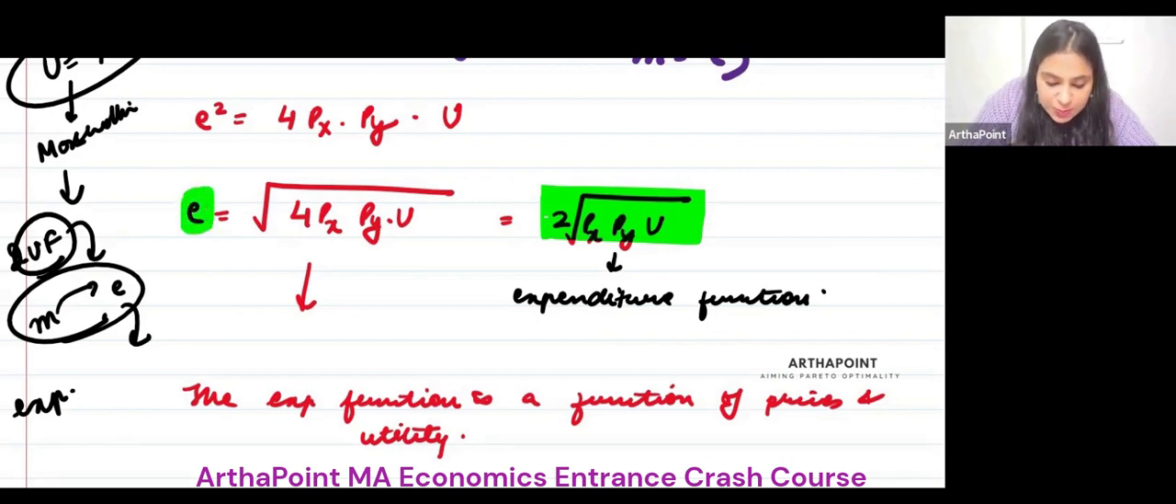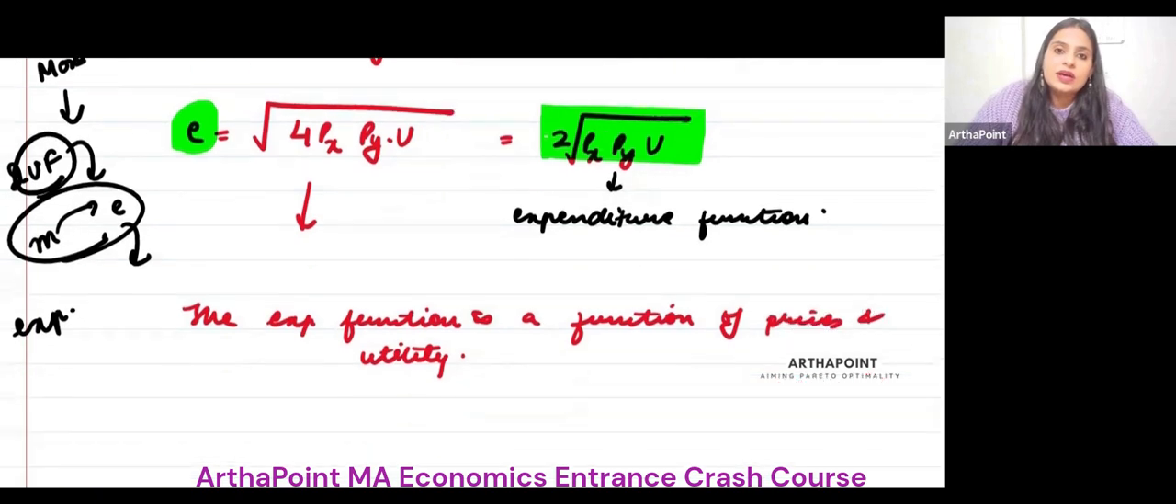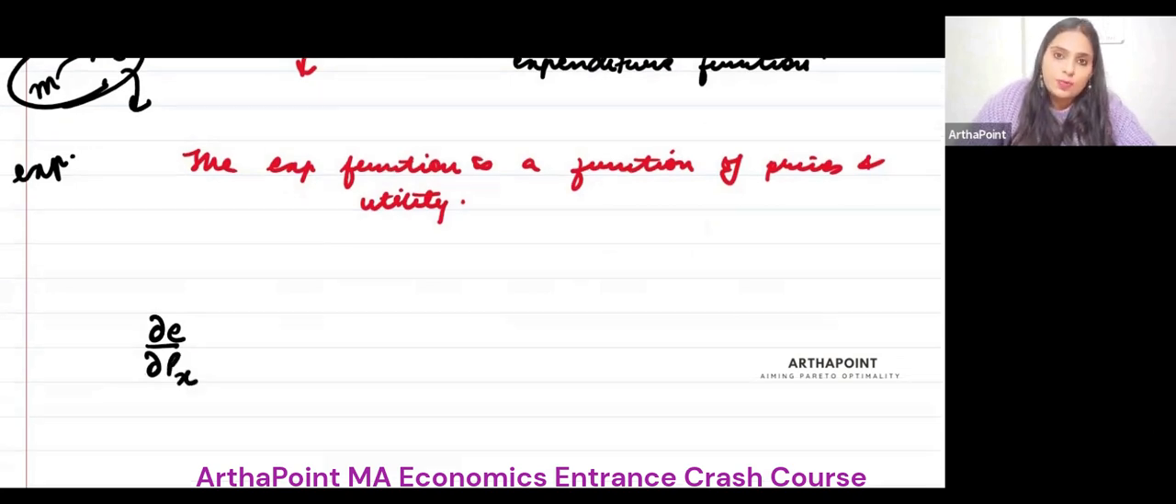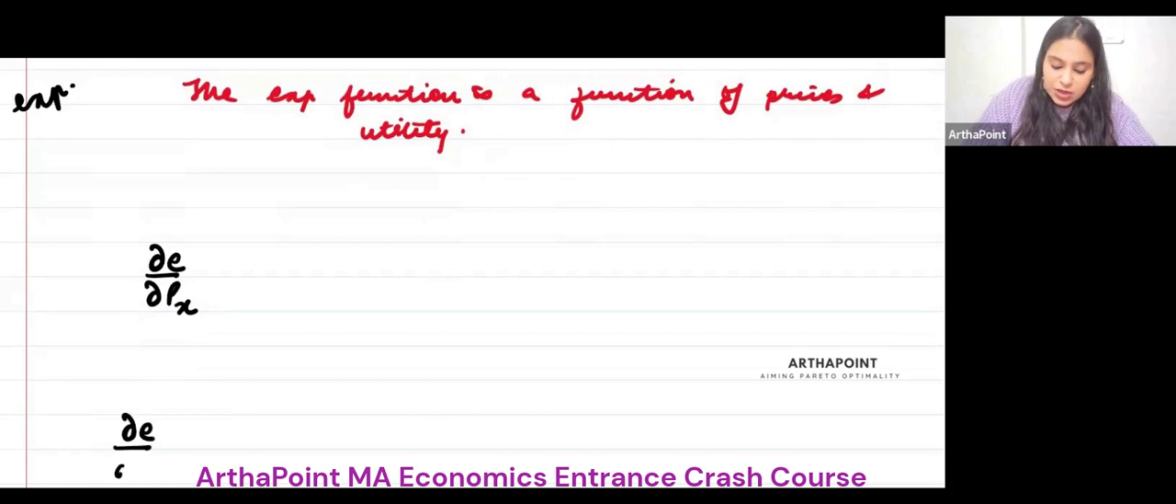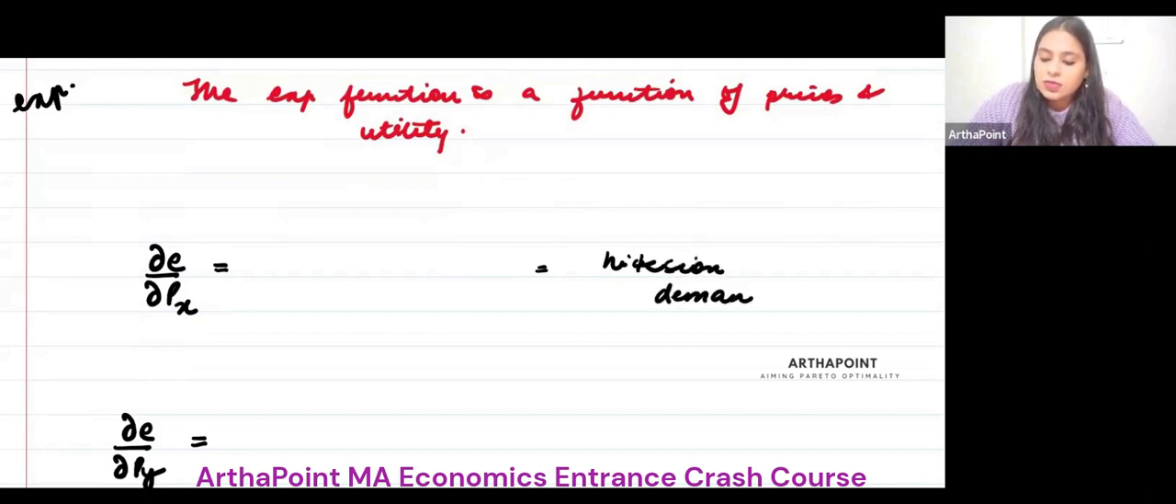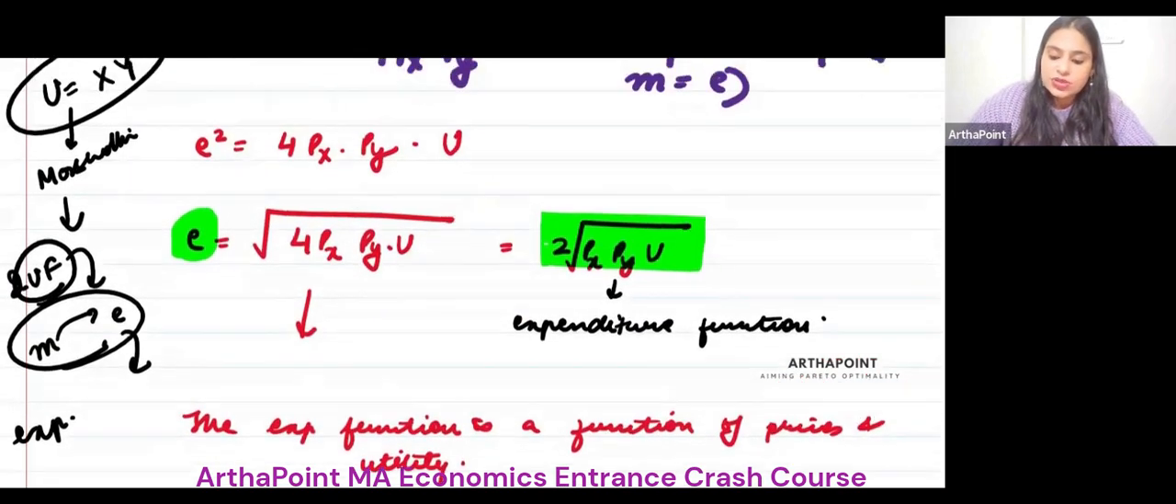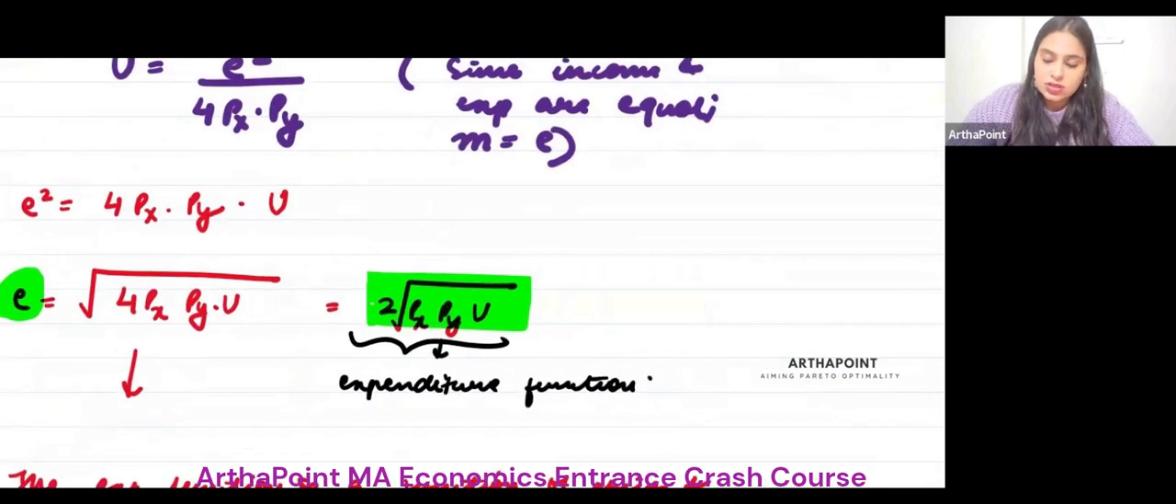Once you get this expenditure function, we can differentiate expenditure function with respect to px and with respect to py. यहाँ differentiate करके जो मिलेगा, that is called Hicksian demand of good X and Hicksian demand of good Y. So let's differentiate this with respect to px once. बाकी सब constant है. So I will write this as 2 root py root u root px.